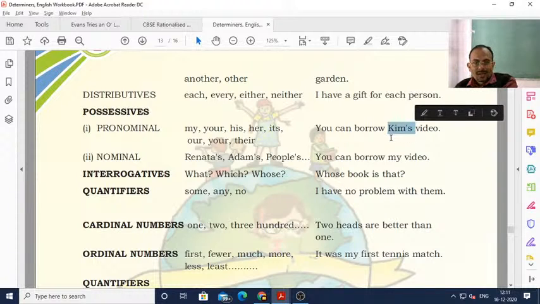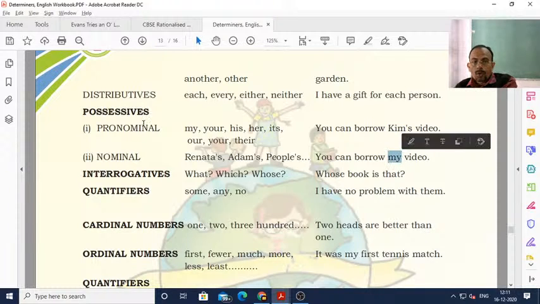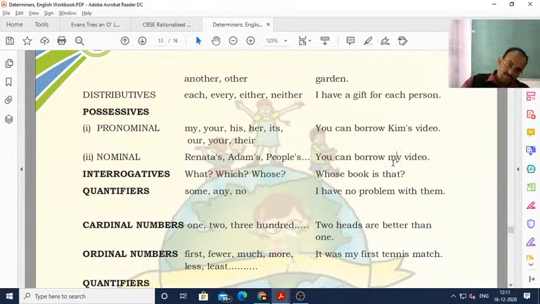But it is not pronominal. Actually it should be nominal here, you see. They have interchanged it, it is a printing mistake here. So you can borrow Kim's video. Kim's comes under nominal possessives. Kim's is the example of nominal possessives, whereas my is the example of pronominal possessive, because my has come from the pronoun. Understood? From me it has come.